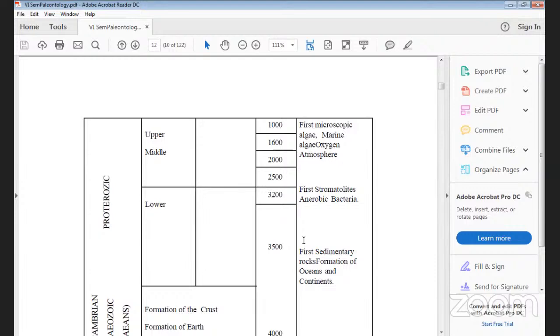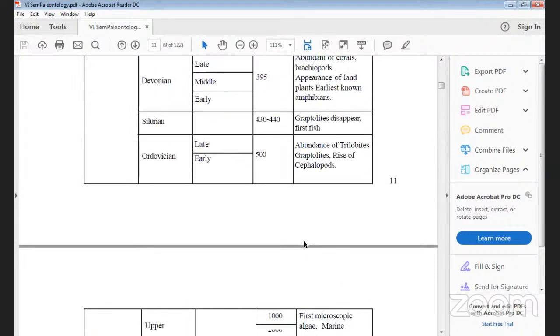Then the middle Proterozoic. In the middle Proterozoic, we see the age around 2,500 million years to approximately 1,600 million years. And in between, the atmosphere is slowly developing oxygen and marine algae. We see the slow development of marine algae, and the first microscopic algae were developed.